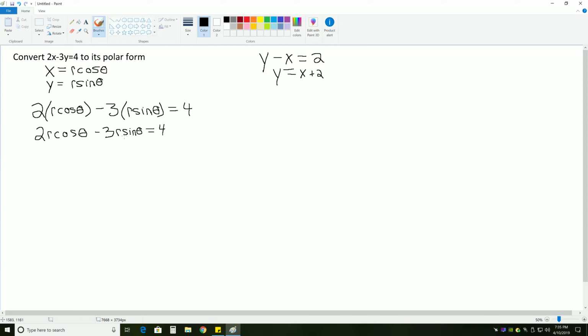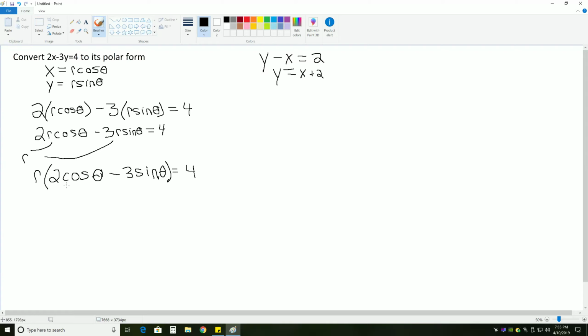So, in order to get r alone, we need to take these two r's that we currently have and convert them into one r. And the way that we can do that is by factoring an r from each of these terms. That gives us r times 2 cosine theta minus 3 sine of theta is equal to 4.